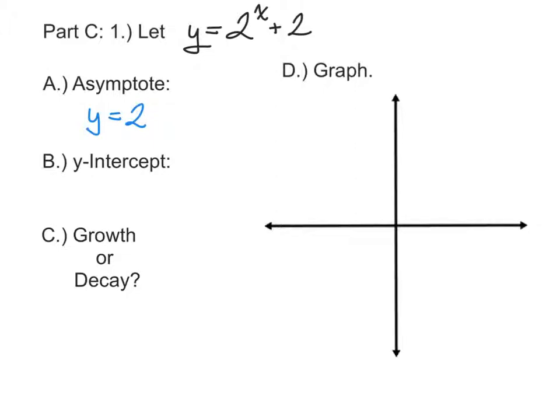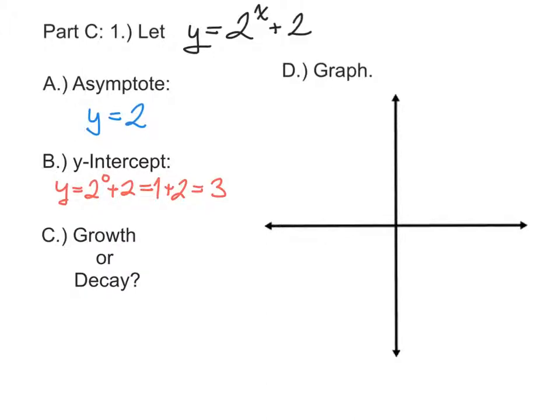The y-intercept is going to happen when x equals 0. So plug in 0 for x. y is equal to 2 to the 0 power plus 2. Well, 2 to the 0 is 1, and 1 plus 2 equals 3. So that means 3 is our y-intercept.